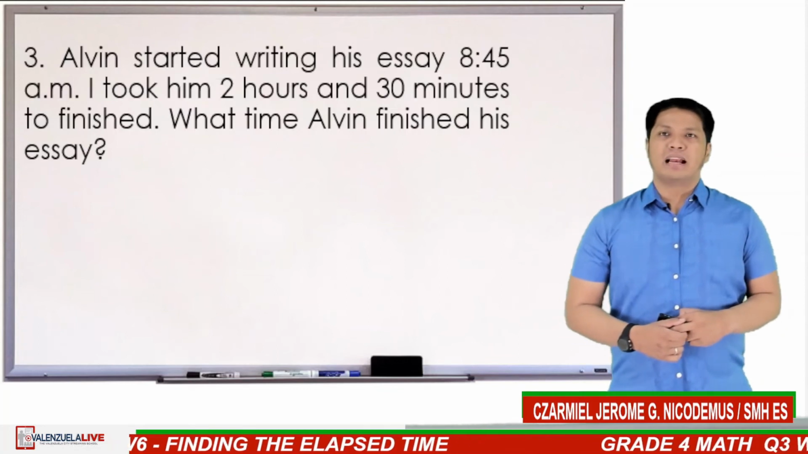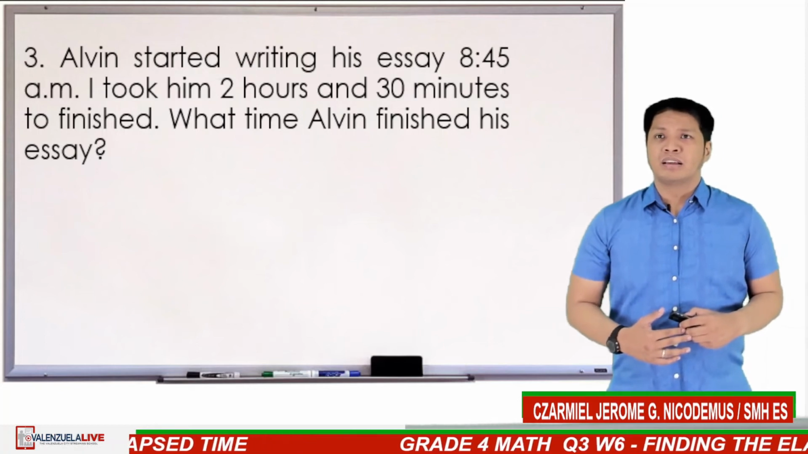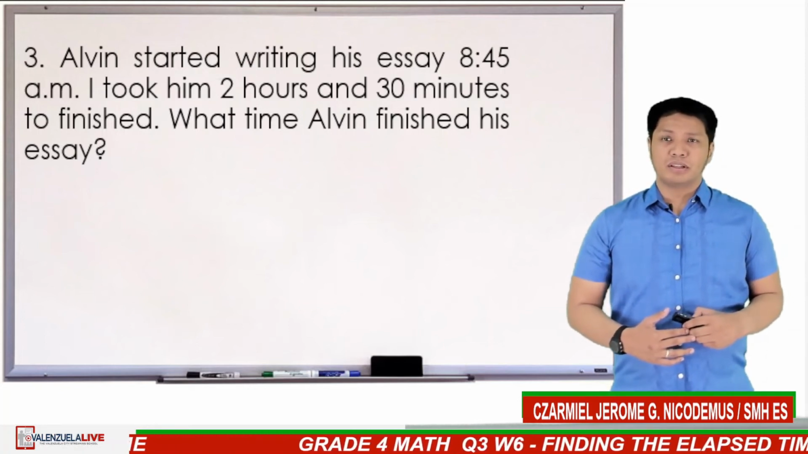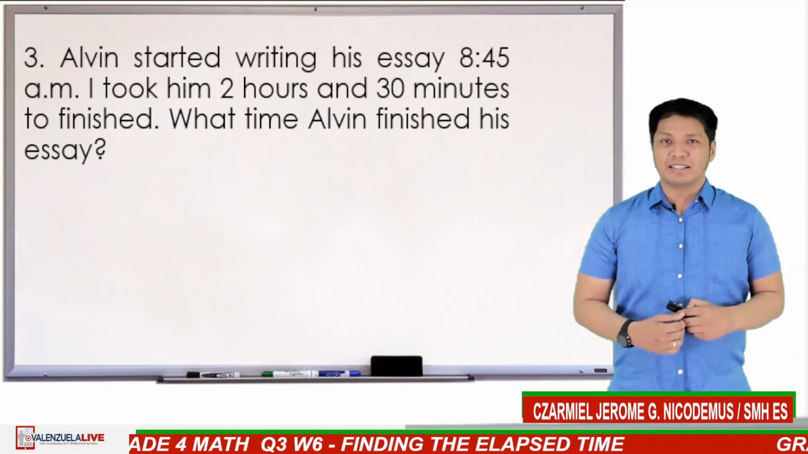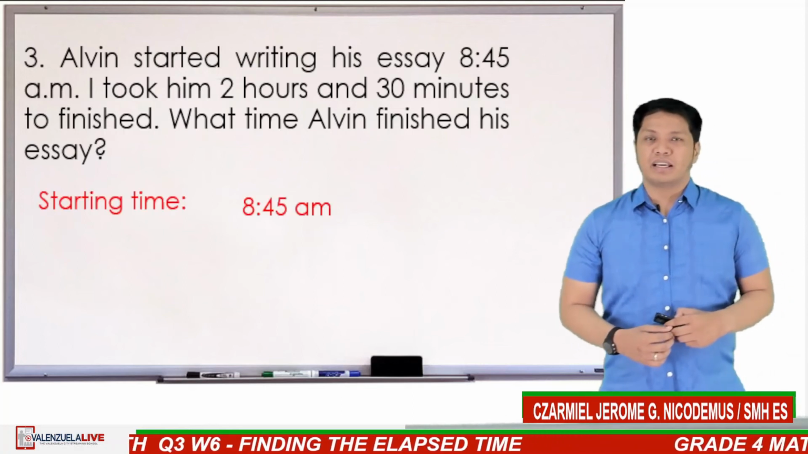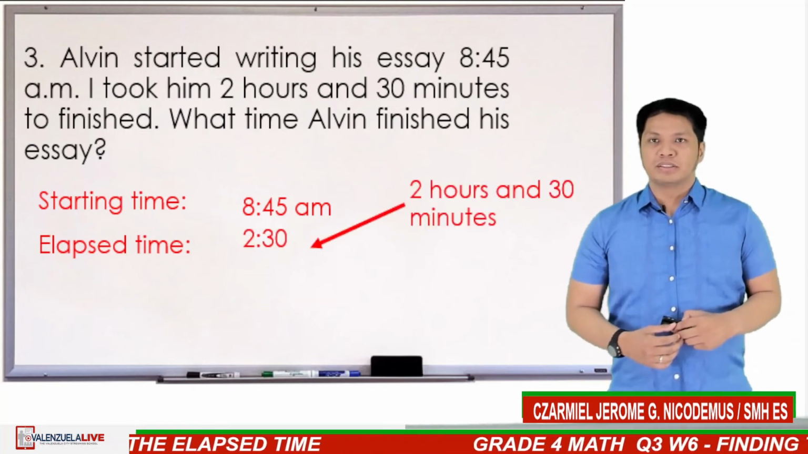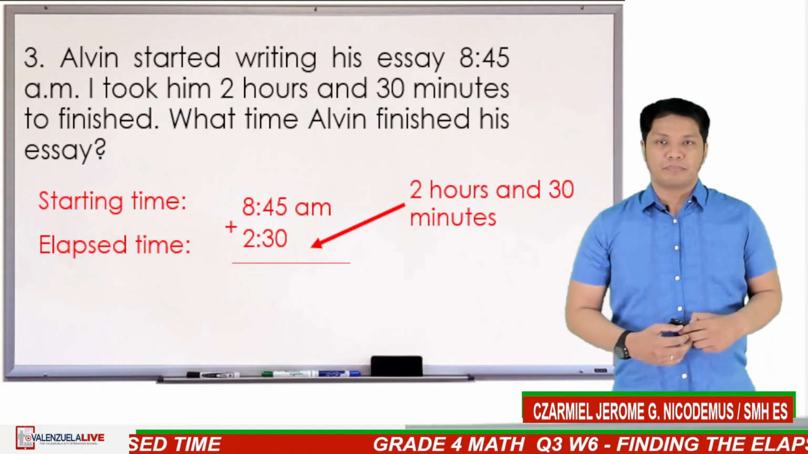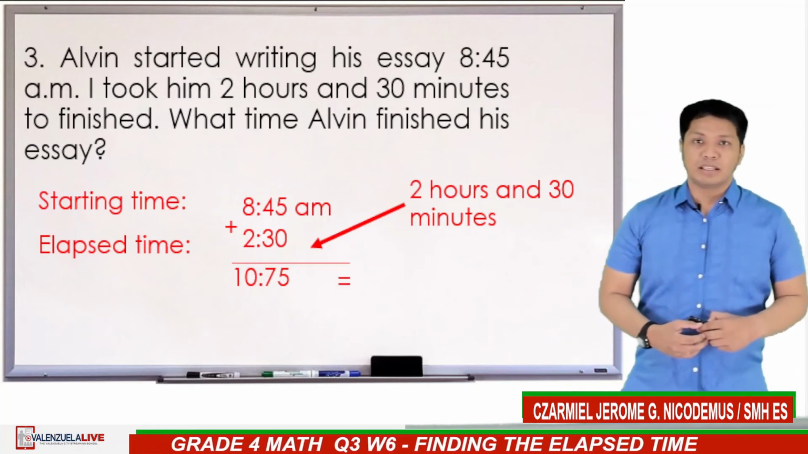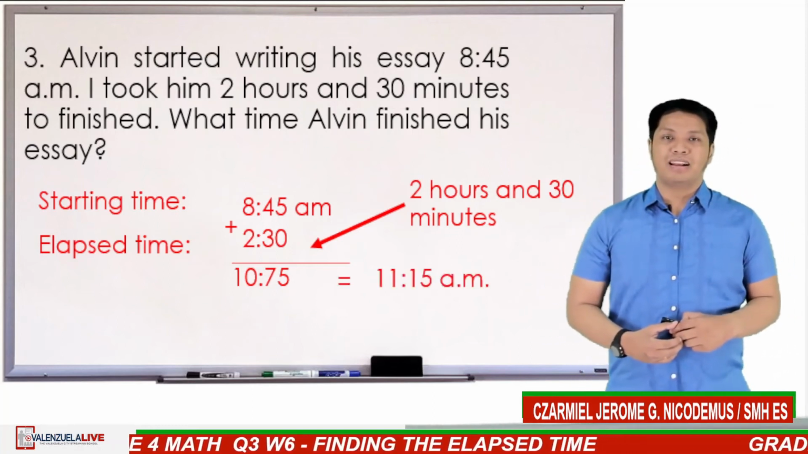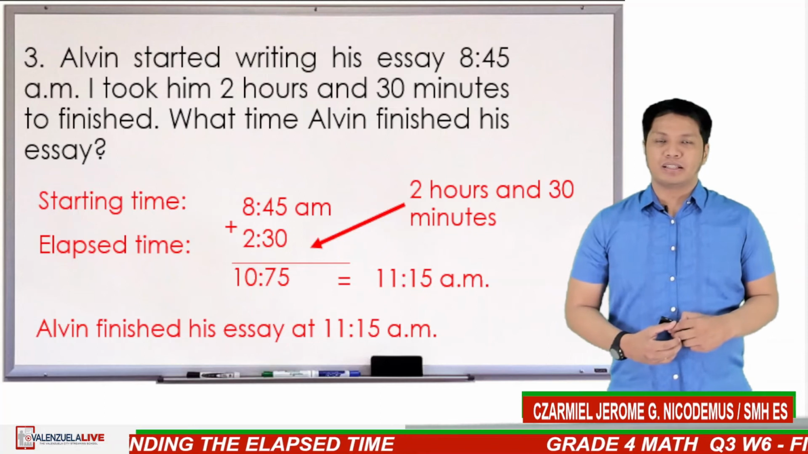Number 3. Alvin started writing his essay at 8:45 a.m. It took him 2 hours and 30 minutes to finish. What time did Alvin finish his essay? So the starting time is 8:45 a.m. and the elapsed time is 2 hours and 30 minutes. So let's add them. 45 plus 30 is equal to 75. 8 plus 2 is equal to 10. So 10:75 will be converted to 11:15 a.m. So Alvin finished his essay at 11:15 a.m.